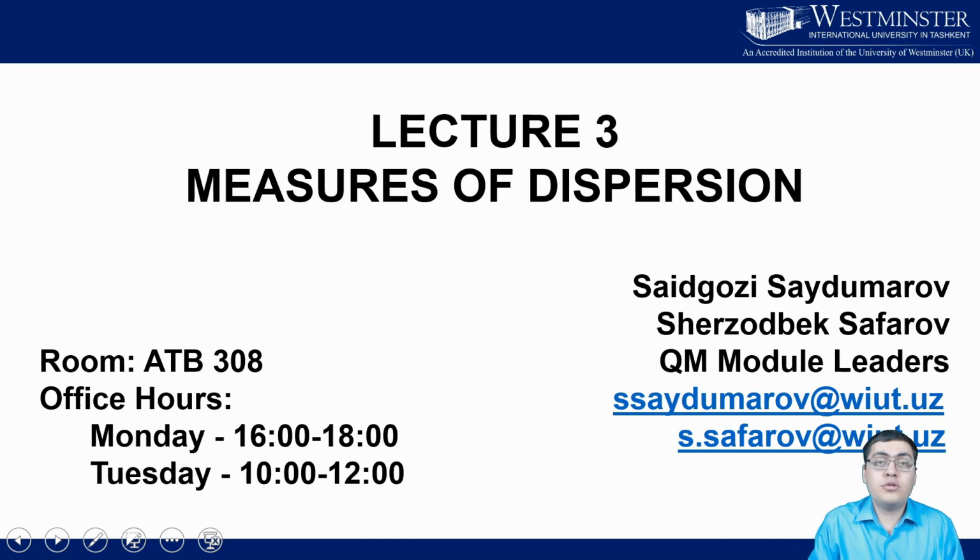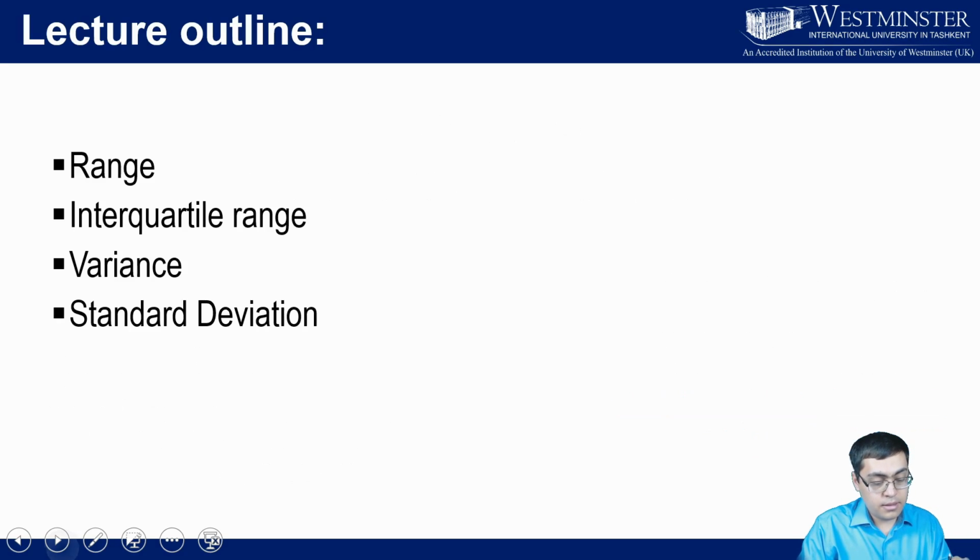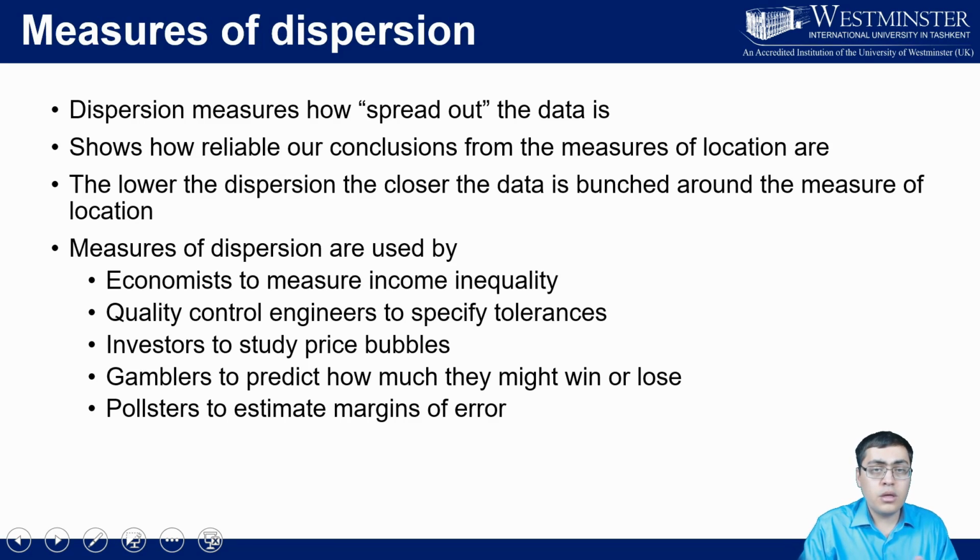This week, we are going to be talking about measures of dispersion. And in particular, we are going to talk about four types of them. Namely, they are range, interquartile range, variance, and standard deviation. Now, before we get into the details of how we could calculate them, let's briefly discuss what a measure of dispersion means and why we might be interested in calculating or finding out what they are.